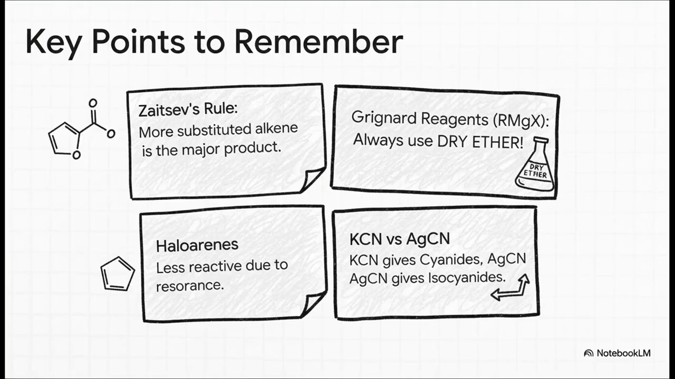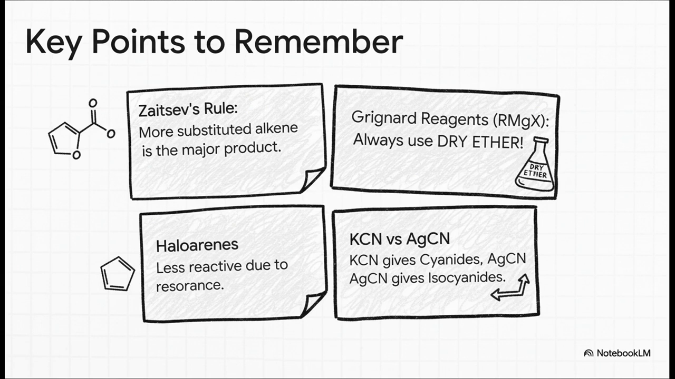Okay, 4 quick points. Number 1, Zaitsev's rule. Just remember this. The richer get richer. The more substituted alkene is always the major product. Easy. Number 2, Grignard reagents, RMgX. The golden rule here is dry ether. Why? Because these guys are super reactive and even one tiny drop of water will destroy them.